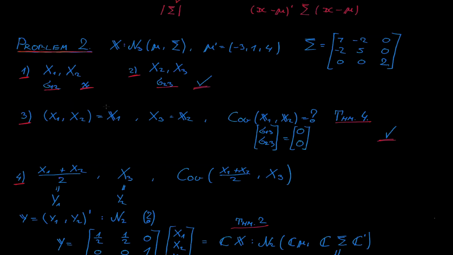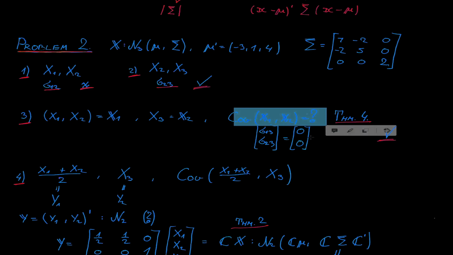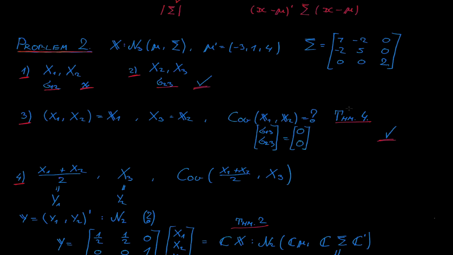So what we need to determine, because we have here x1 and x3, is the first element of the covariance, and the covariance between x2 and x3 is our second element of this vector. So what do we have? The covariance of x1, x3 is 0, and of x2, x3 is 0. Okay, so the covariance between our two partitions is the 0 vector. So by theorem number 4, they are independent.